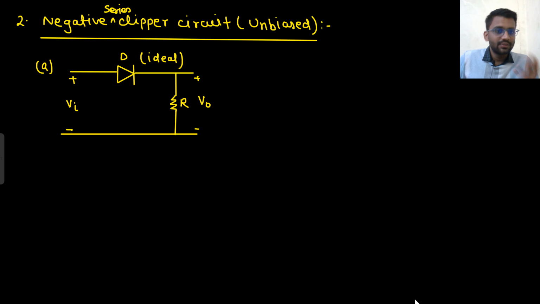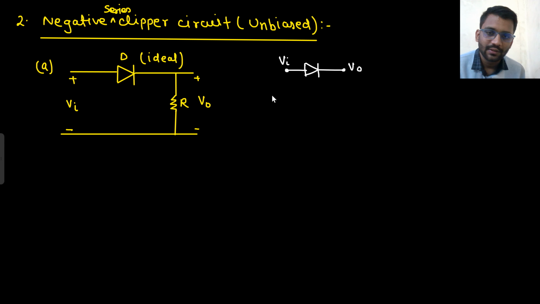So this is a negative series clipper circuit. So what do you think will happen? The negative part will be clipped off. Okay, let's draw it very quickly, because this is very easy for us now. This is V in, this is your V out. So we will apply the open circuit test. If V in is greater than 0, that means the diode will be on, and if the diode is on, your V naught will be equal to V in.